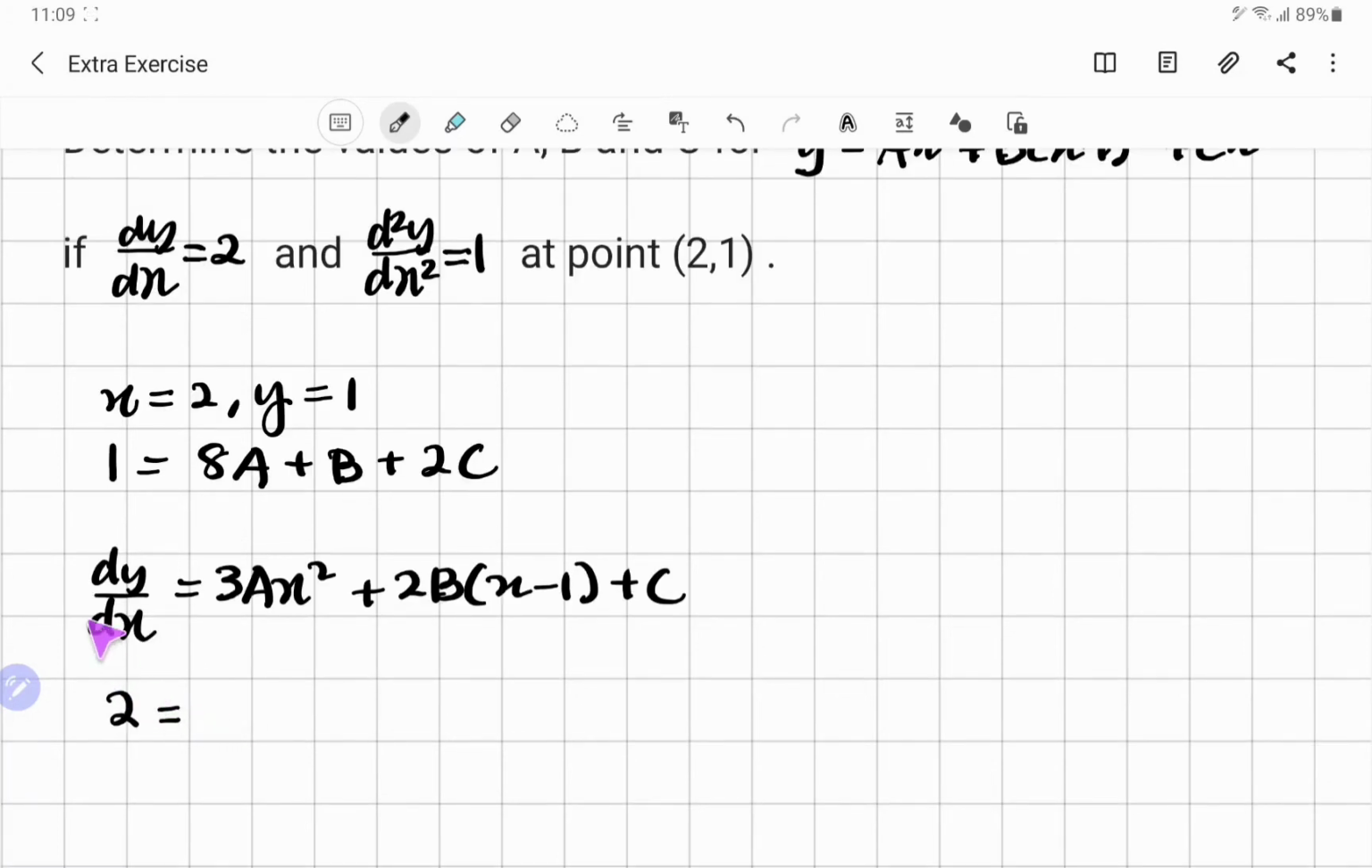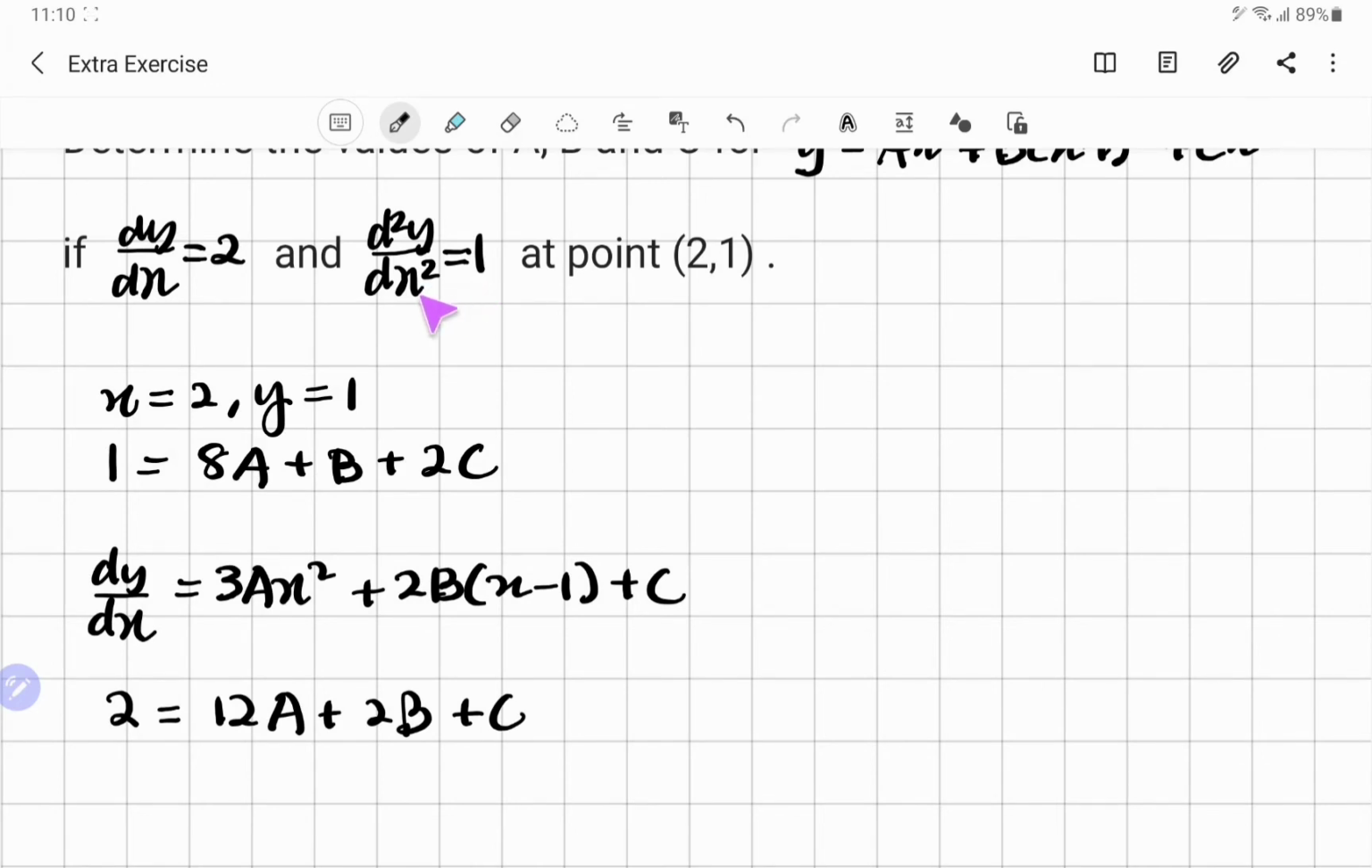Then we need to substitute dy/dx equals 2 and x equals 2 into our dy/dx. 3a times 2 squared is 12a, plus 2b times (2 minus 1) is 2b, plus c.